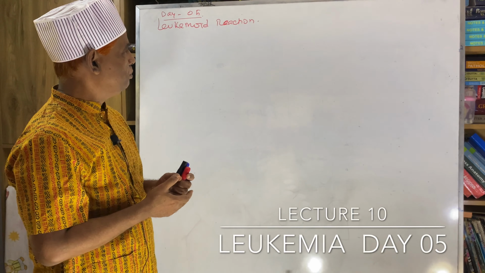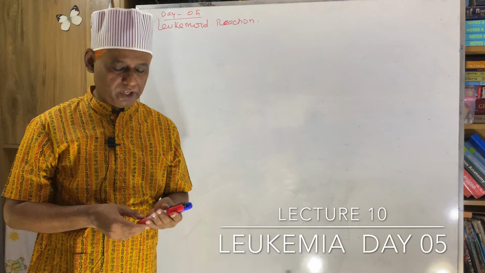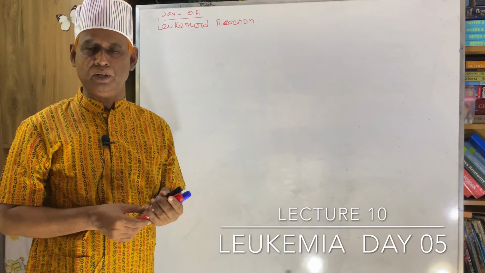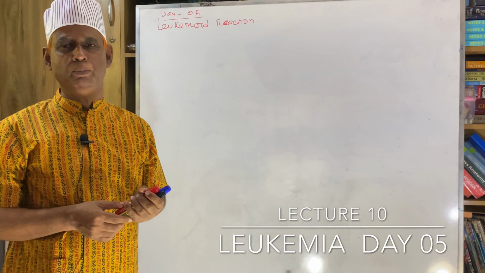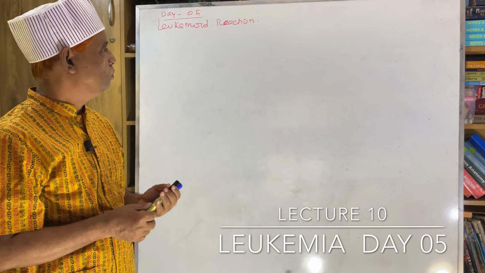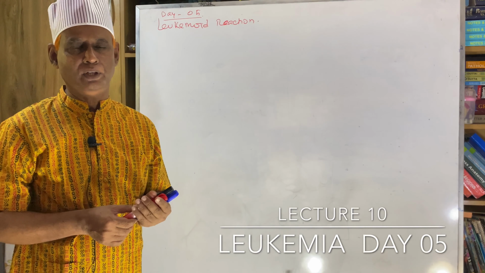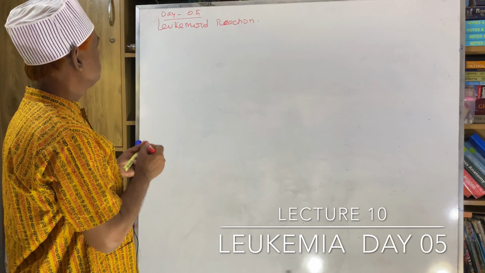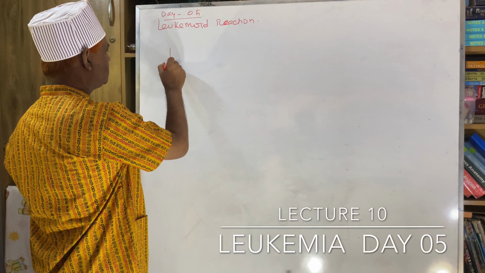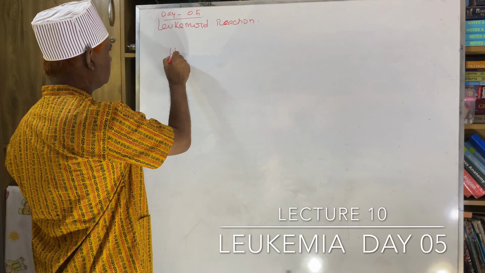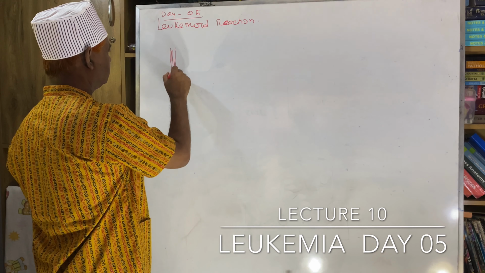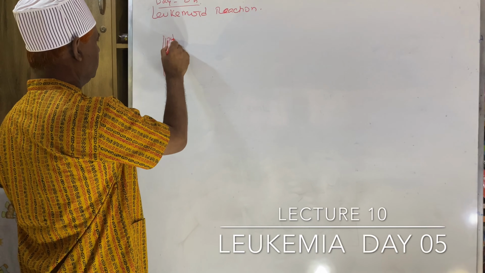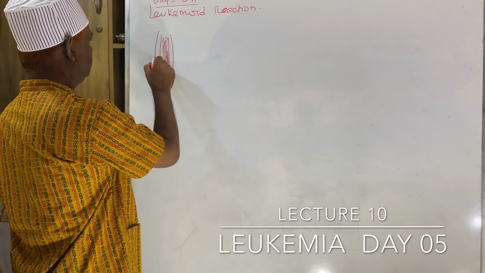You know, leukemia is a blood cancer, and we can define leukemia: neoplastic proliferation of hematopoietic stem cell with appearance of immature cell in peripheral blood, with or without infiltration in other organ or tissue, is called leukemia. Suppose this is the bone marrow, and this is the medullary cavity containing bone marrow, and this is the bone.